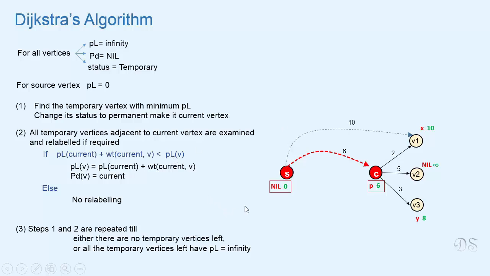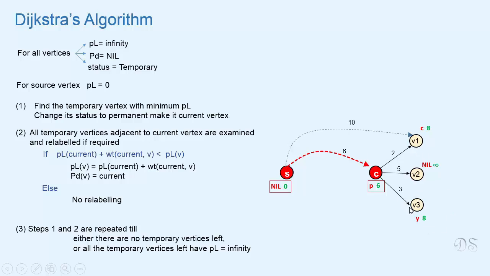It means that we have found a shorter path to vertex V1. Till now we knew that the shortest path to V1 was of length 10. Now we have a path of length 8, which is made up of 2 parts: a path from S to C and an edge from C to V1. So we relabel this vertex V1. Now the value of path length is 8 and C is the predecessor of vertex V1 in the shortest path.